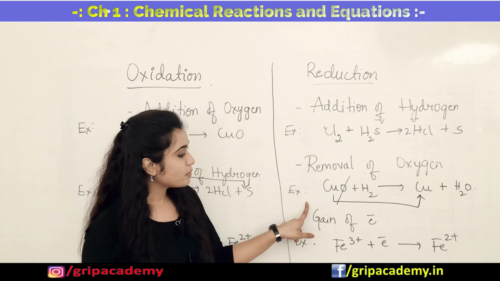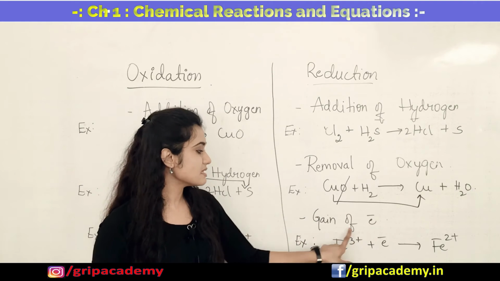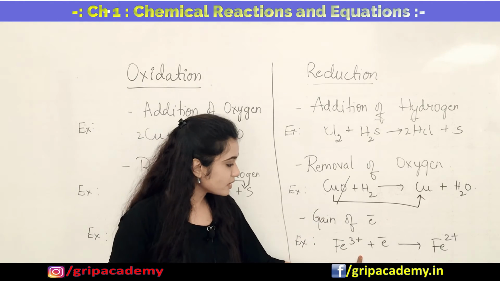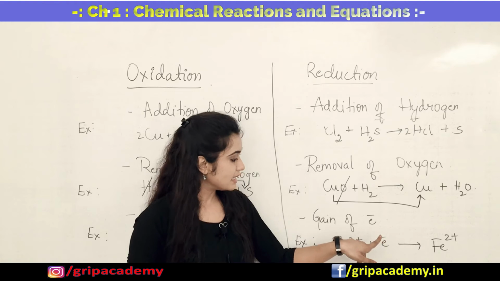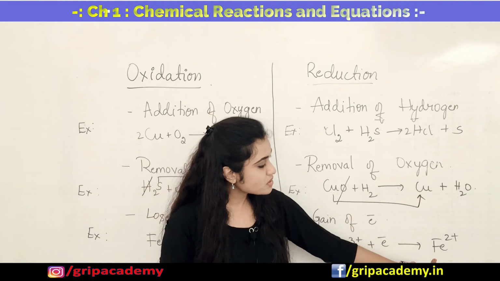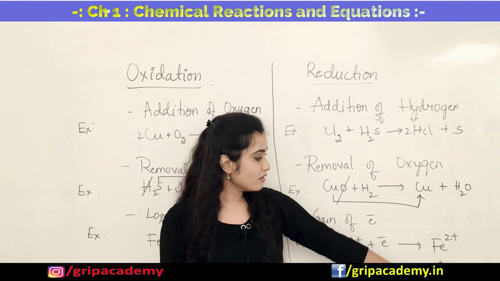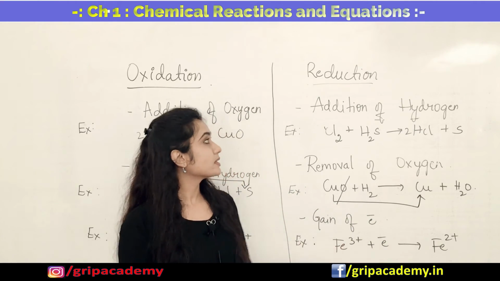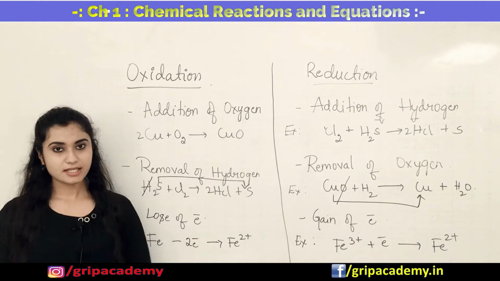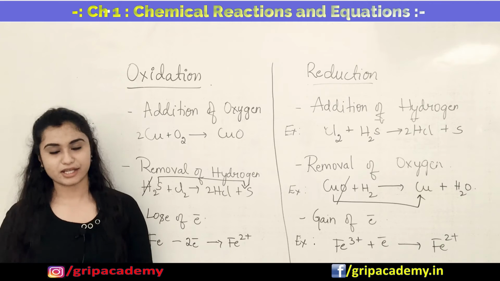Okay, and the last point is the gain of electrons. You can see that the Fe3+ ion is gaining 1 electron, and thus it has been reduced to its ionic form of Fe2+. So this also you can call a reduction. So this is all about oxidation and reduction reactions.